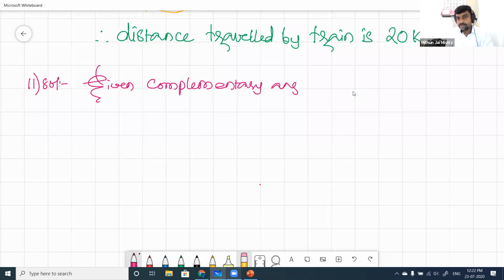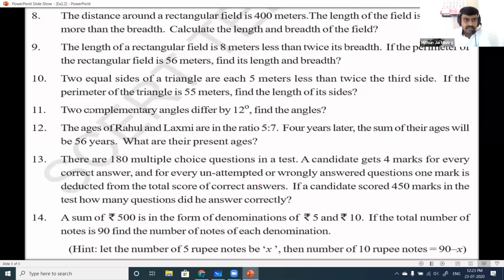Complementary angles means what? The sum of two angles is 90 degrees. If we add two angles and we are getting 90, then they are called complementary angles. Next, what is given? They differ by 12. Means there will be two angles, one bigger and one smaller. So bigger minus smaller is how much? 12. That is the difference, right?